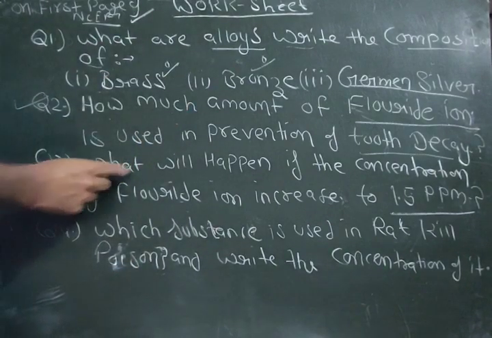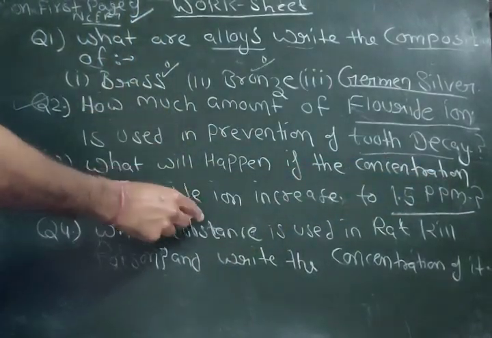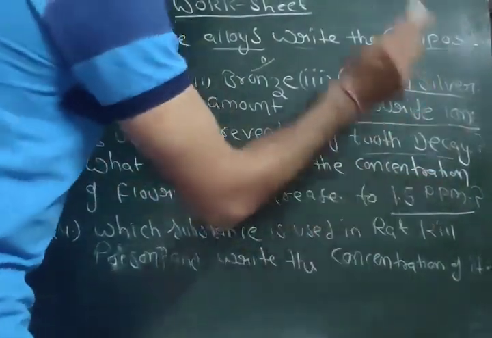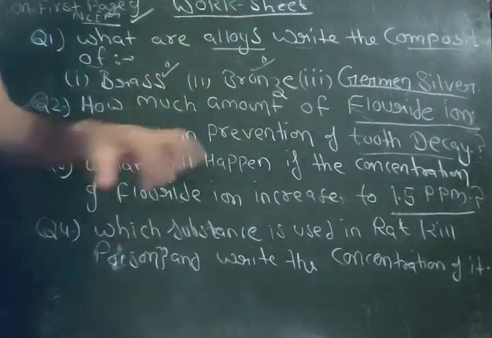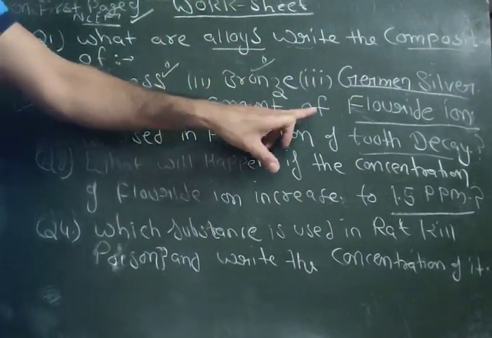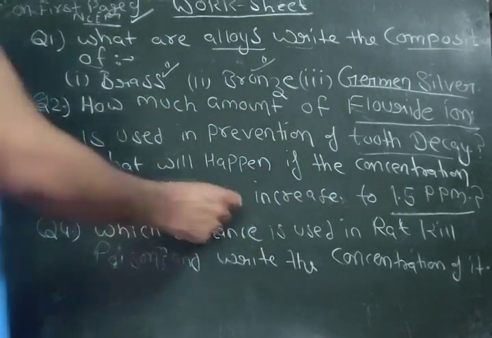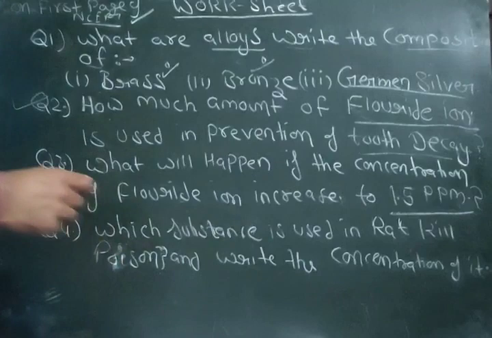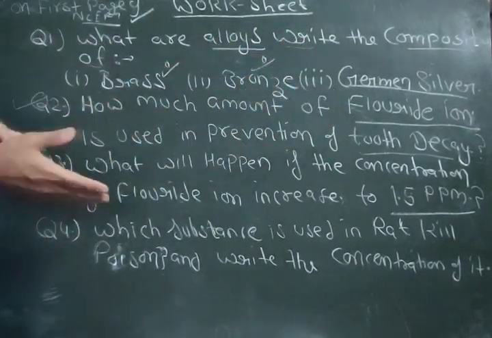And the third question is: what will happen if the concentration of the fluoride ion increases to 1.5 ppm? Then what is happening? You have to talk about the concentration in toothpaste, and afterwards what happens when the concentration is increased to 1.5 ppm. Okay, so you have to talk about the concentration.